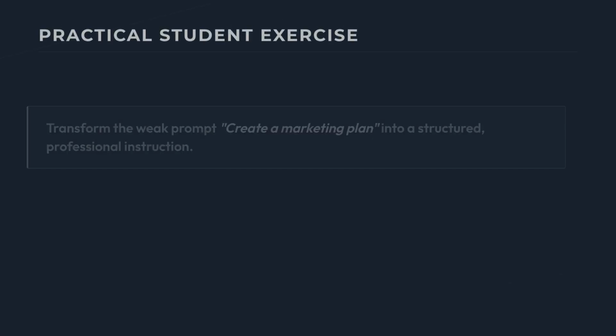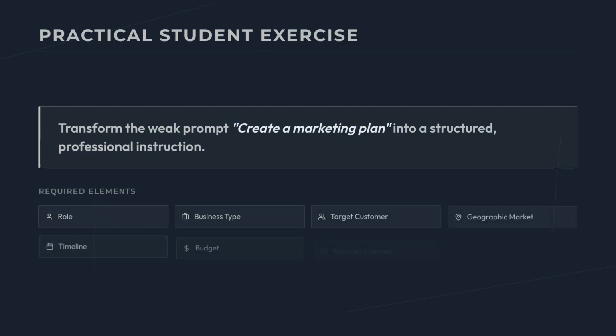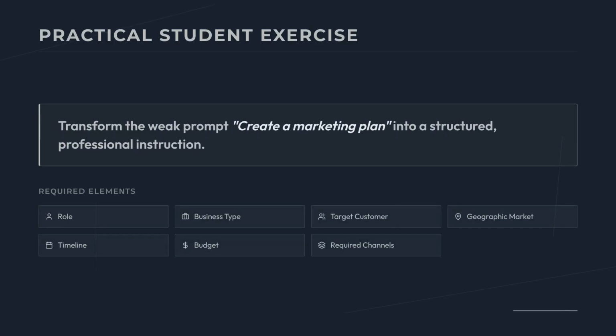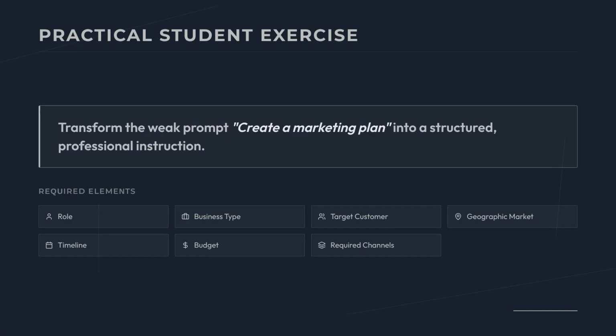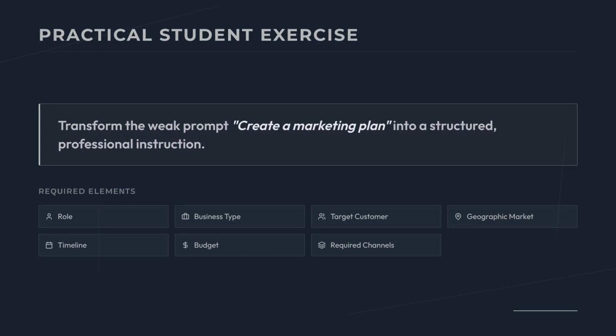Now it is your turn to practice. I want you to take a weak prompt, something very simple that a casual user might write, and transform it into a professional, structured instruction using our formula. Let's look at the challenge. Your exercise is to transform the weak prompt: "Create a marketing plan." Your professional version should specify a digital marketing strategist role, 6-month timeline, small New York customs brokerage business, and targeted lead generation channels.